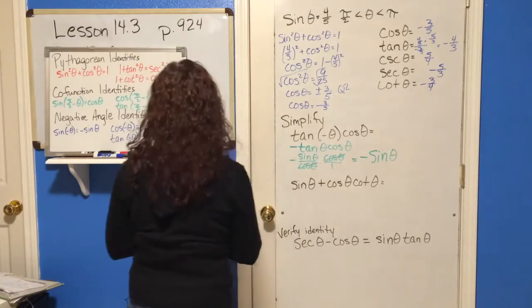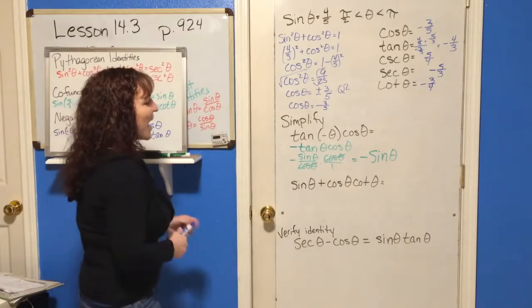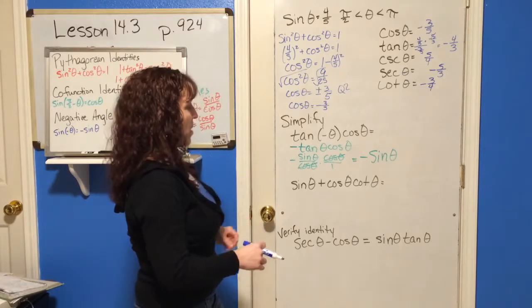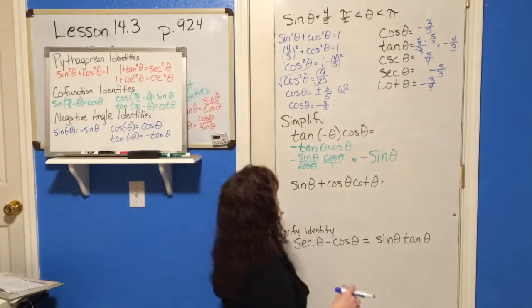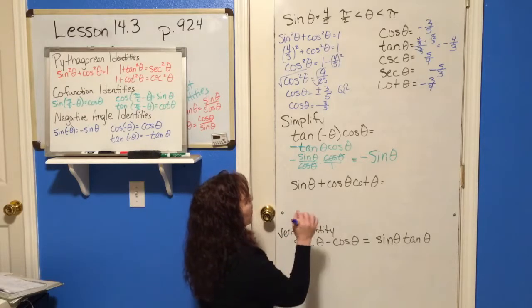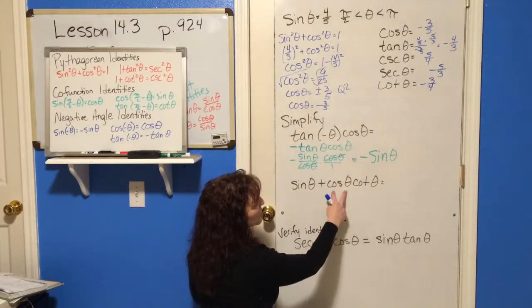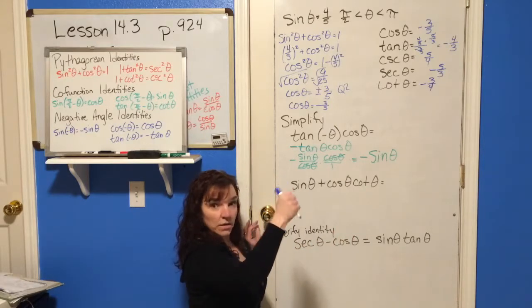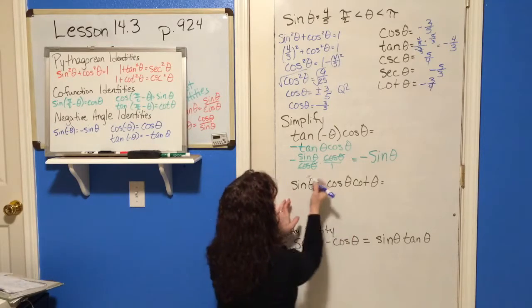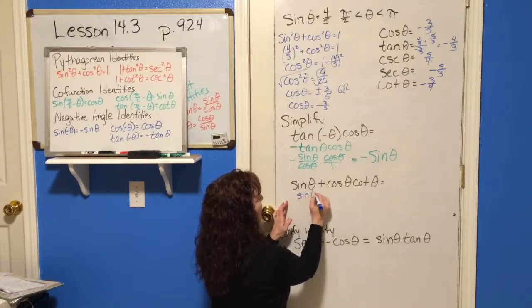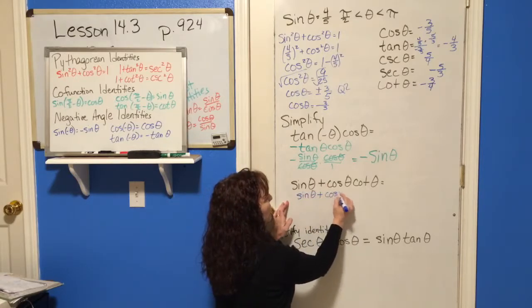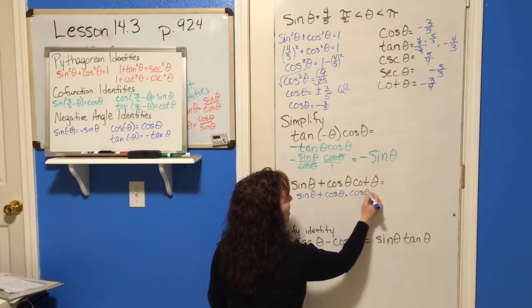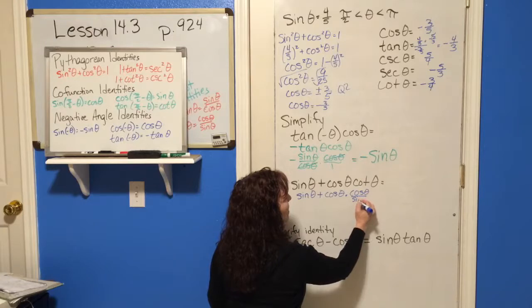Okay, let's do another one. Let's simplify sine of theta plus cosine of theta times cotangent of theta. Whew, okay. Well, let's see. What do we know? Sine is just sine, cosine is just cosine. Oh, but cotangent, remember, is cosine over sine. Let's see if that gets us anywhere. So we've got sine of theta plus cosine of theta times cotangent, which is going to be cosine of theta over sine of theta.